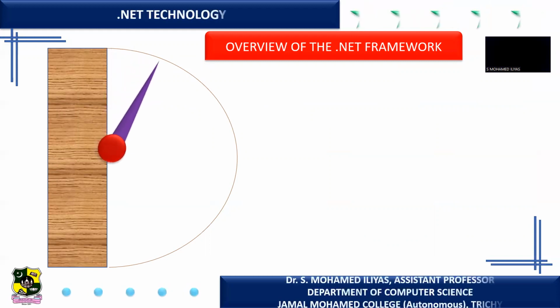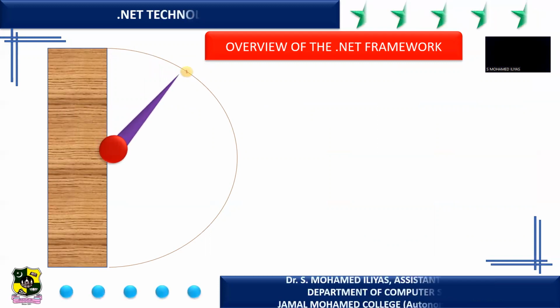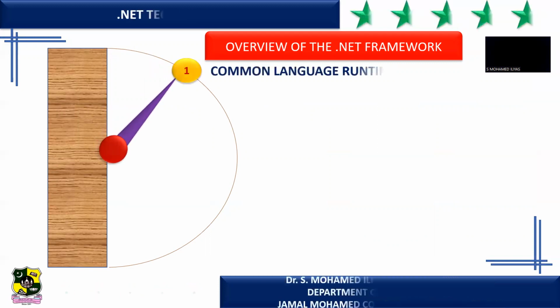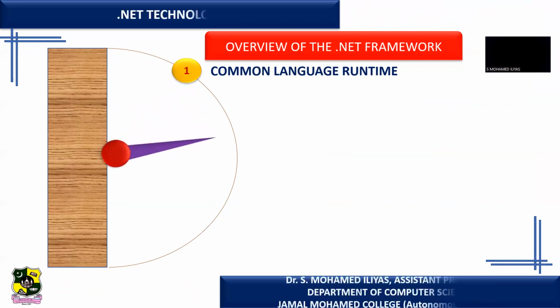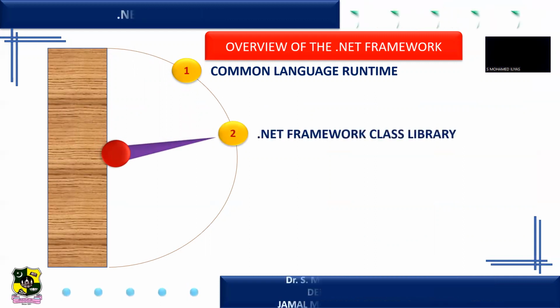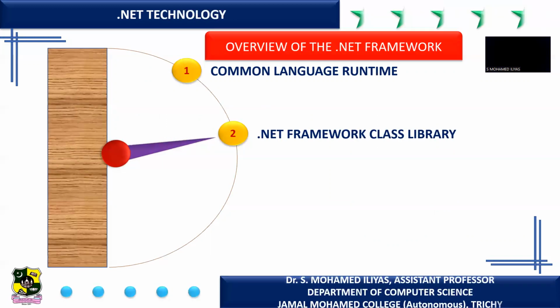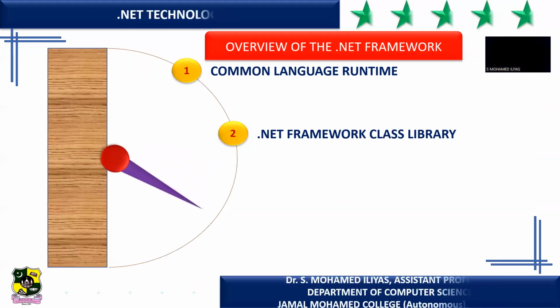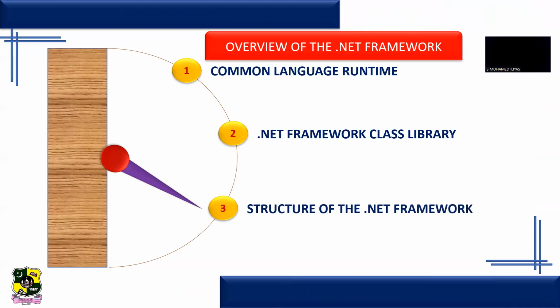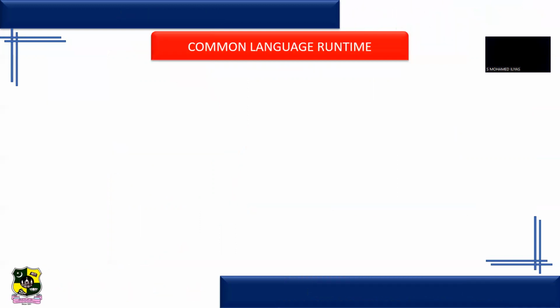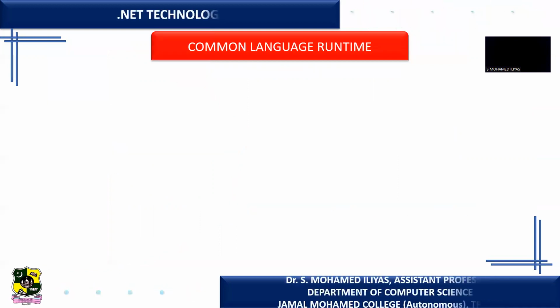Then we move on to the concept of overview of the .NET framework. In this topic, we are going to discuss the Common Language Runtime, CLR. What is CLR? And the second one, we are going to discuss the .NET Framework Class Library. Then the third concept we are going to discuss here is the structure of the .NET Framework.